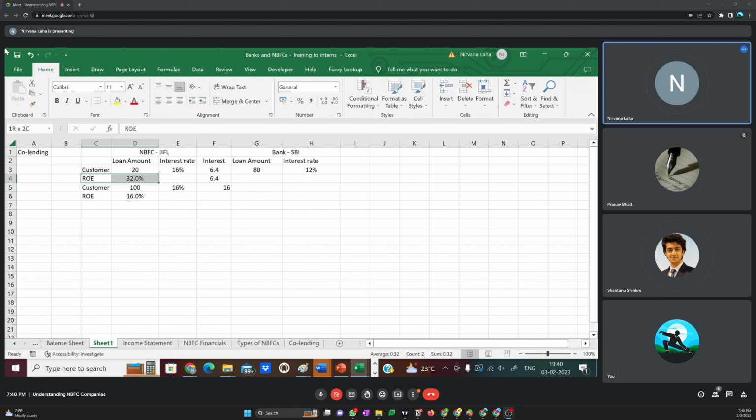Can you see this? ROE gets doubled, so obviously the NBFC is gaining. SBI also is happy to do this because it has to meet its priority sector lending targets. Plus, it is able to source a customer at an adequate interest rate. It does not need to earn more than 12% interest rate on this. So it's a win-win situation.